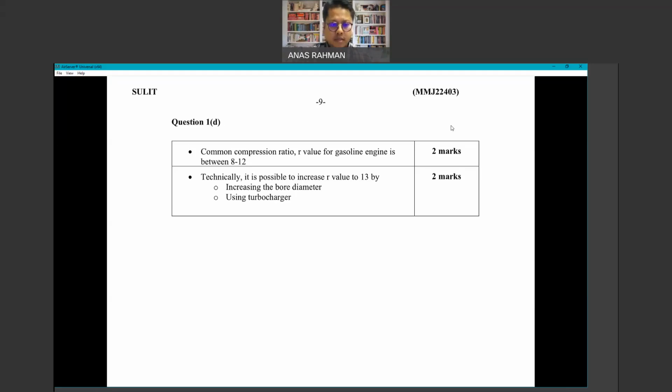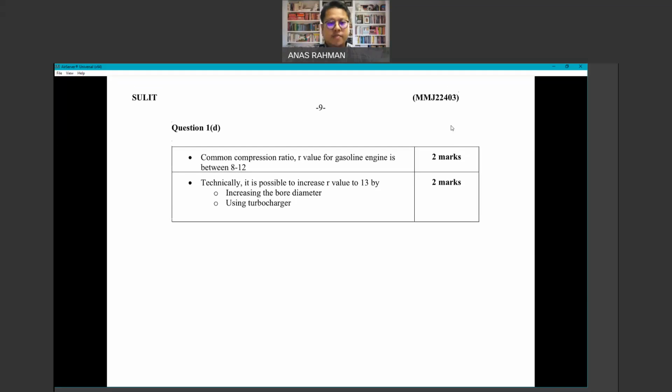If yes, for example, you can do it by increasing the bore diameter, or you can use a turbocharger. That's one simple example. If your answer was no, then just give a reason why. Basically any valid reason or something logical will be accepted. I'm not very strict on that. I just want to see whether you understand the concept or the fundamentals that we learned in the class. All right, so that's for question 1.